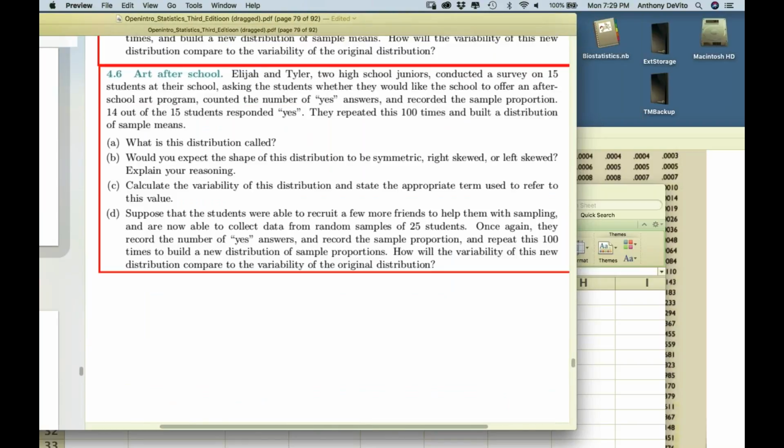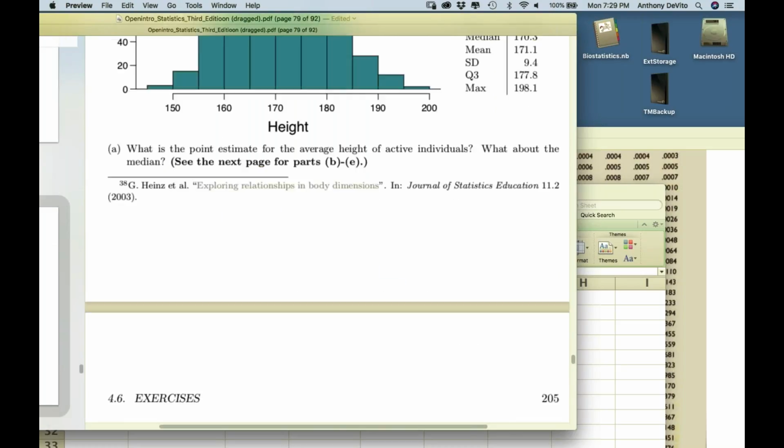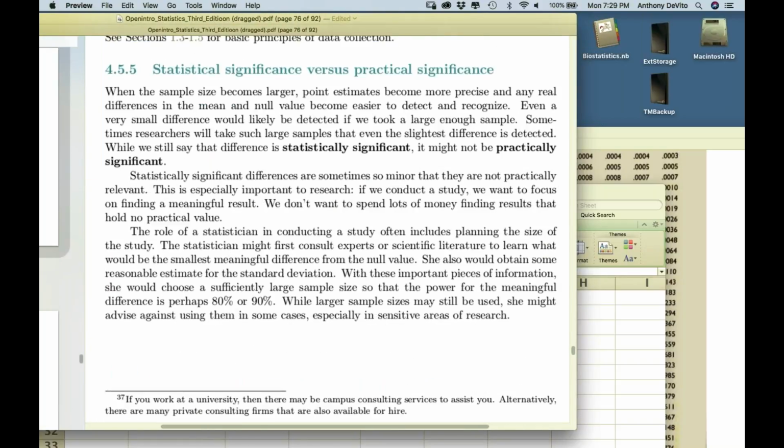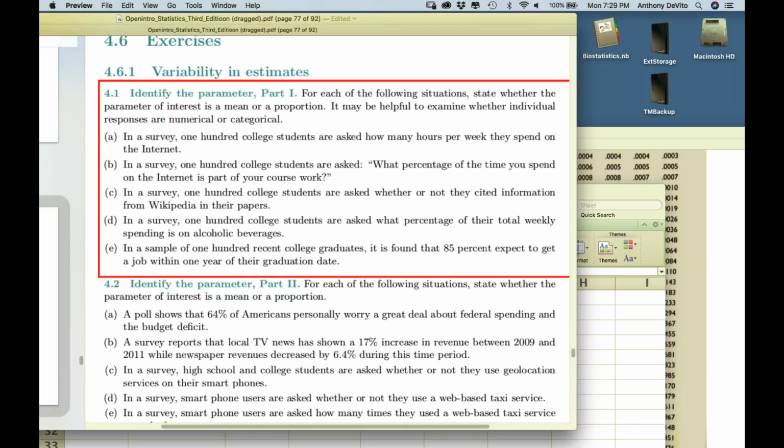Okay, here we go. Is that the first one I highlighted? No, yeah, I think not yet, not quite. Okay. Here we go.